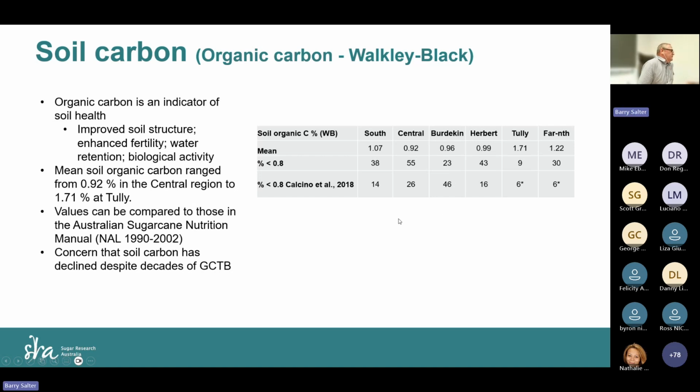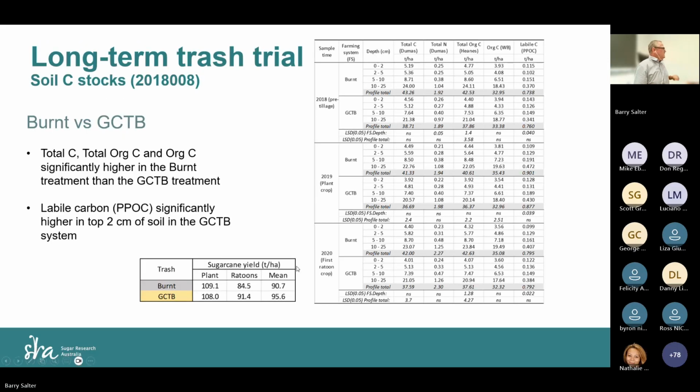And so, look, if organic carbon's increasing, how's that happening when we've been trash blanketing for so long? And so this takes us to the long-term trash trial that's been conducted on the Mackay station for nearly 30 odd years, where we've been burning trash for 30 years, or we've had a trash blanket for 30 years. And the unusual thing that we're actually seeing in that trial is that carbon seems to be higher, or at least it's no different, but potentially higher in the burnt system.